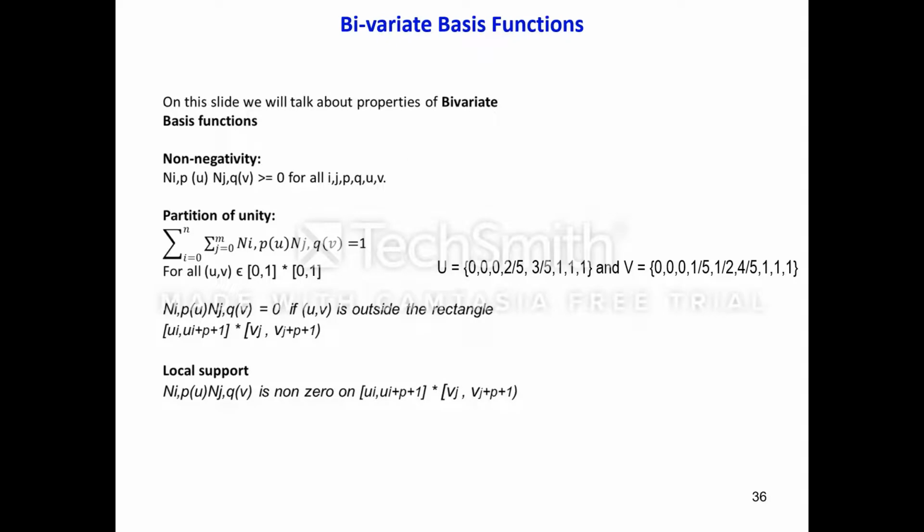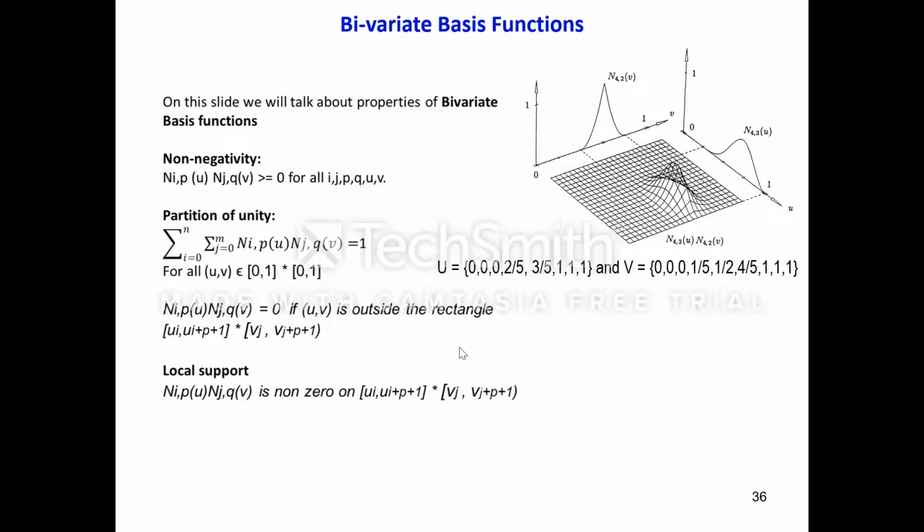Next, we talk about a few of the properties of bivariate basis functions. Bivariate basis functions are generally functions that depend on two variables. The first property is non-negativity. The basis functions N_{i,p} and N_{j,q} are non-negative for all values of i, j, p, q, u, and v. Then we have the property of partition of unity. This diagram shows us the partition of unity function, where we see that N_{4,3}(u) and N_{4,2}(v) is outside that of the rectangle.